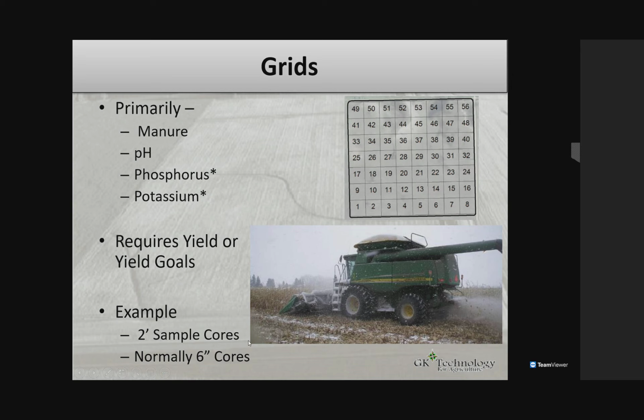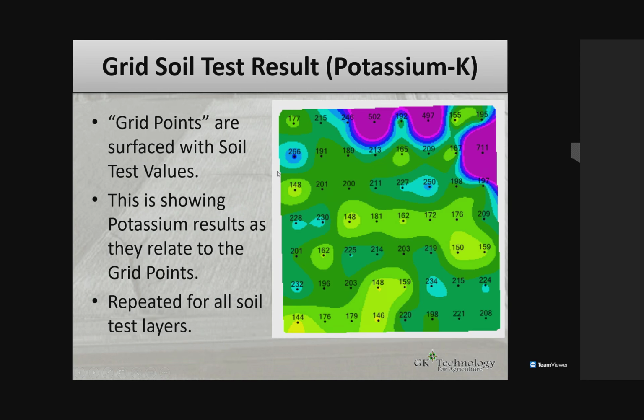In this example, they did pull 2-foot cores. Normally, they only pull 6-inch soil samples, so it's just the top 6 inches. So when you think about pulling all those samples, pulling 56 samples on this field, you don't have to pull the 2-foot or the 4-foot samples on it in most cases. So, some things to take note of here.